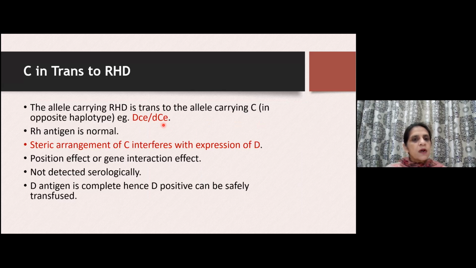And in this case, the Rh antigen is normal. However, the steric arrangement of C interferes with the expression of the D antigen. Because the D antigen is complete, in these patients D positive blood can be safely transfused.